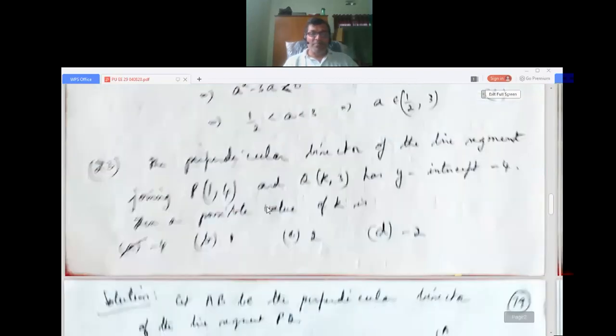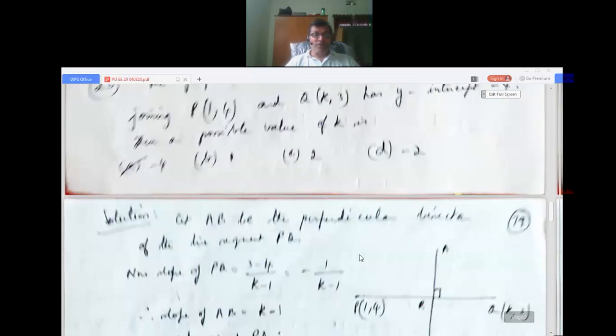The perpendicular bisector of the line segment joining P(1, 4) and Q(k, 3). Understand the question. Perpendicular means 90 degrees. Bisector means it passes through the midpoint. So these 2 points have y-intercept equal to 4. Then the possible value of k is: a, minus 4; b, 1; c, 2; d, minus 2.